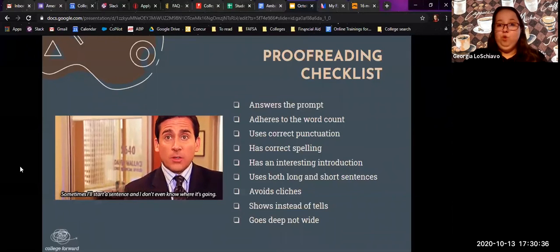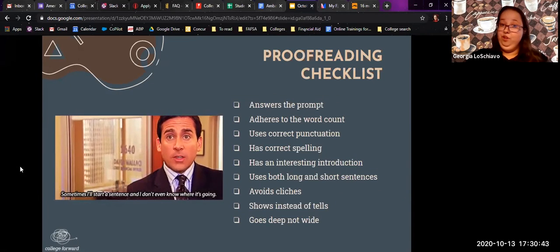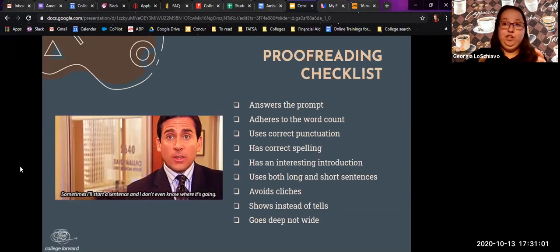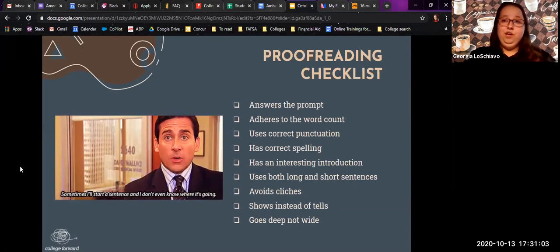Make sure you adhere to the word count, especially if you're submitting things online. If you go over the word count, it might cut it off. So you really want to make sure that you're in the right word count. Make sure you're using the correct punctuation and also that you have the correct spelling. This is where I warn you not to rely too heavily on spell checks because they might not be able to tell the difference between different forms of there. So it's better to read over it yourself and make sure that things are looking good.